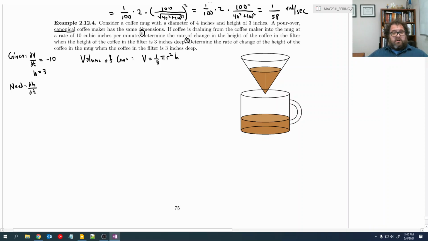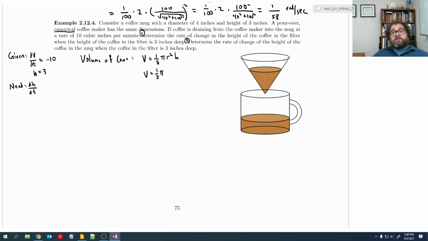Nowhere in the question are we being asked to find the rate of change of the radius. I guess we could write a question that concerns the radius, but this particular question does not care about it. So we need to rewrite this volume equation such that it only has what we are concerned with, which is V's, good, constants are fine, and then h's. In other words, I need to figure out a relationship between r and h so I can substitute and rewrite my volume equation in terms of h.